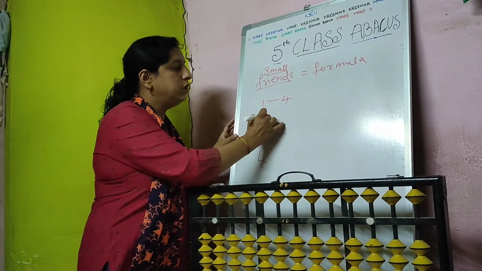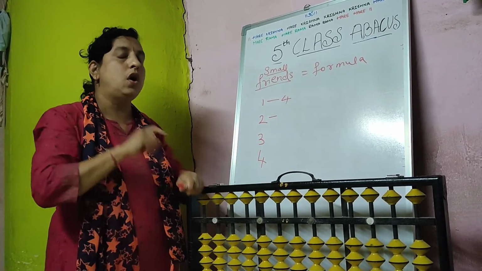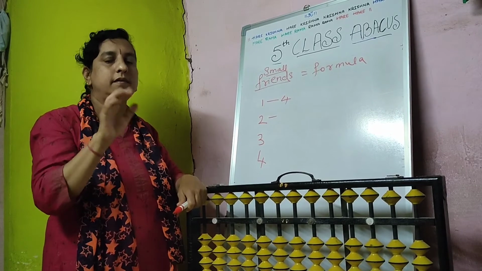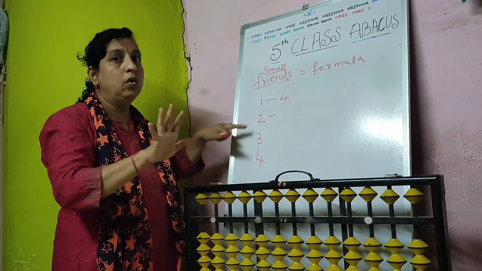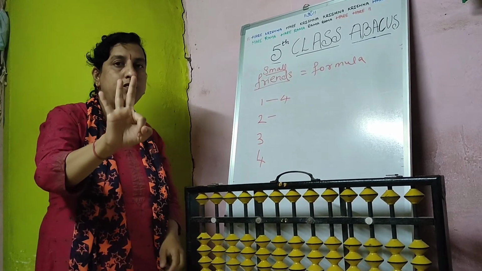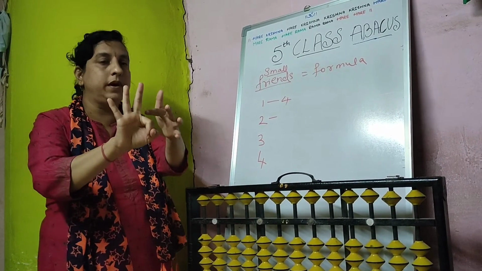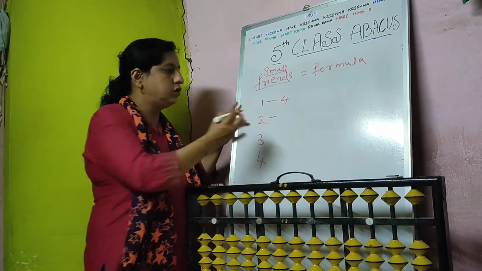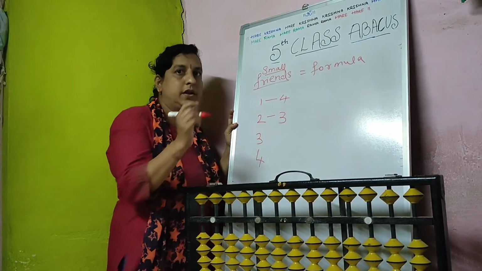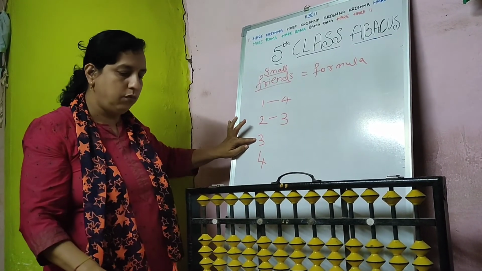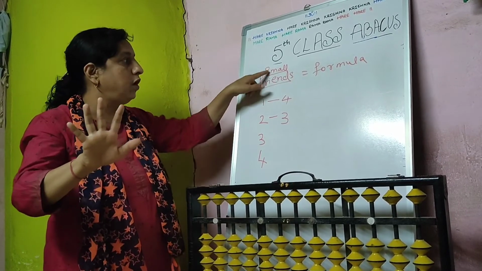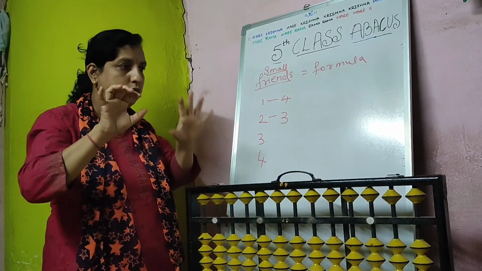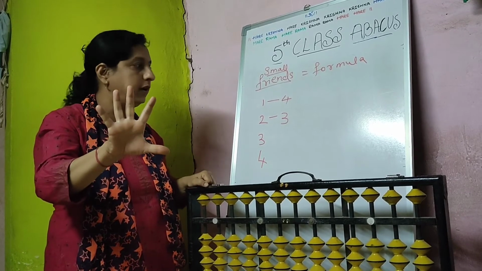Now we don't know who 2's friend is. So how to know that? Open your 5 fingers, then close 2 fingers. How many fingers are open here? 3. So 2's friend is 3. Understood? Now we don't know who 3's friend is, so open your 5 fingers. For small friends, always open 5 fingers. Don't open 10 fingers, only 5.